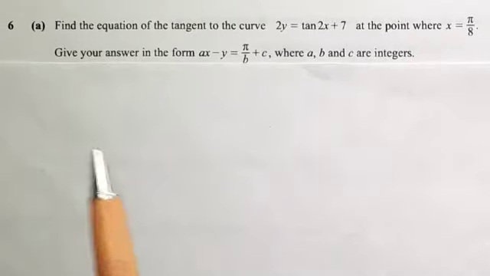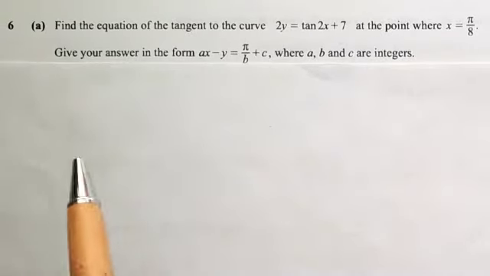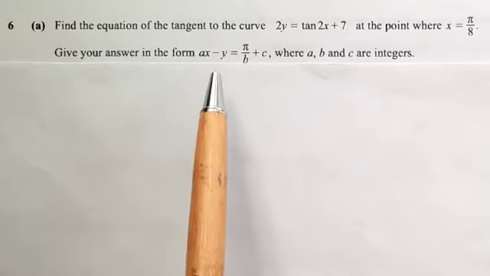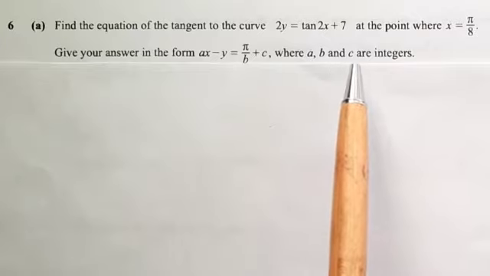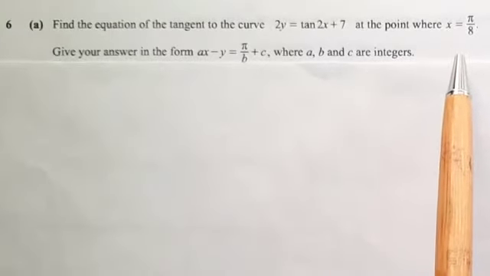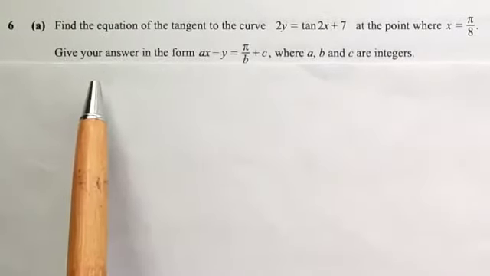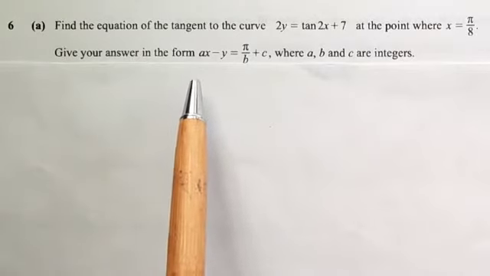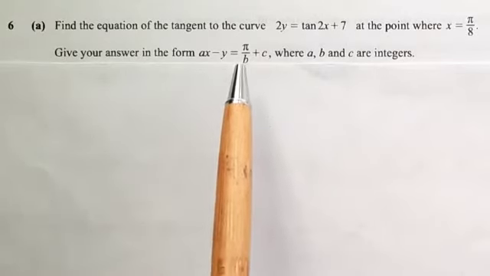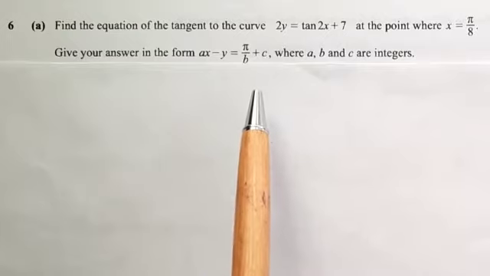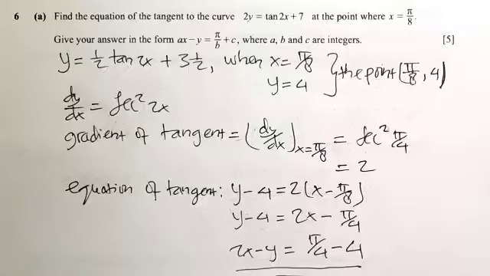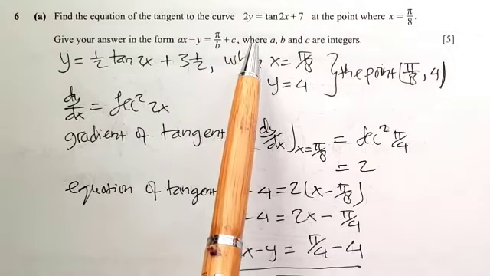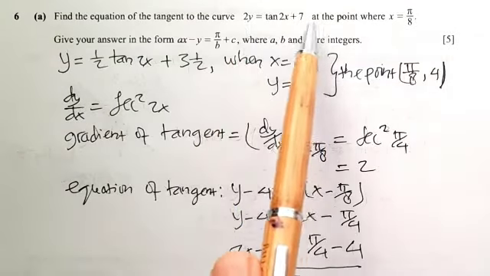This is question number 6. Find the equation of the tangent to the curve 2y equals tan 2x plus 7 at the point where x equals pi over 8. Give your answer in the form ax minus y equals pi over b plus c, where a, b, and c are integers. Now the equation of the curve, we divide both sides by 2.